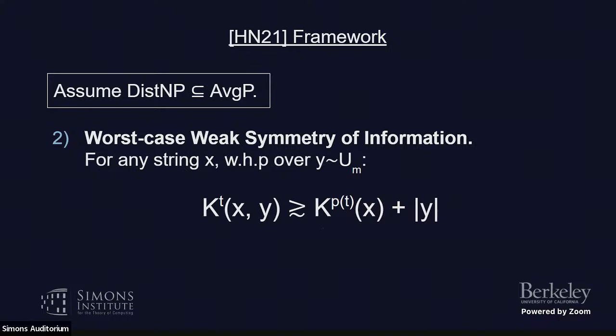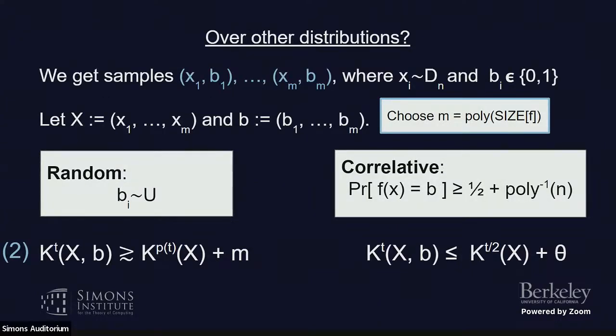So it's worst case with respect to the string X, but for any string X, with high probability over a uniformly random Y, K-poly of X and Y together will be roughly at least K-poly of X plus the length of Y. The second ingredient, I'll just apply immediately to this refutation problem. It tells us right away in the random case that K-poly of X and B together is going to be roughly at least K-poly of X plus the length of B.